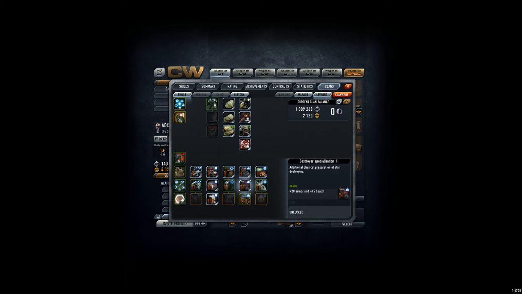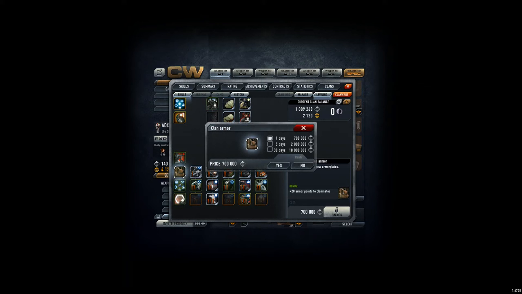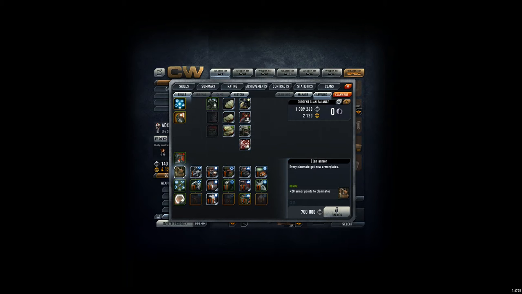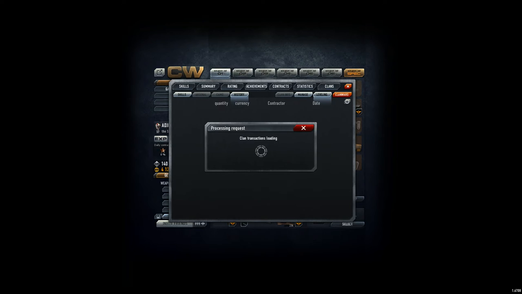We got this one, plus 20 armor, plus 15 health. So I think that you will benefit a lot from that. Next thing will be one of the temporary skills, but not only one day, but like 30 days. So to get 10 million is the next plan, aim for the history.